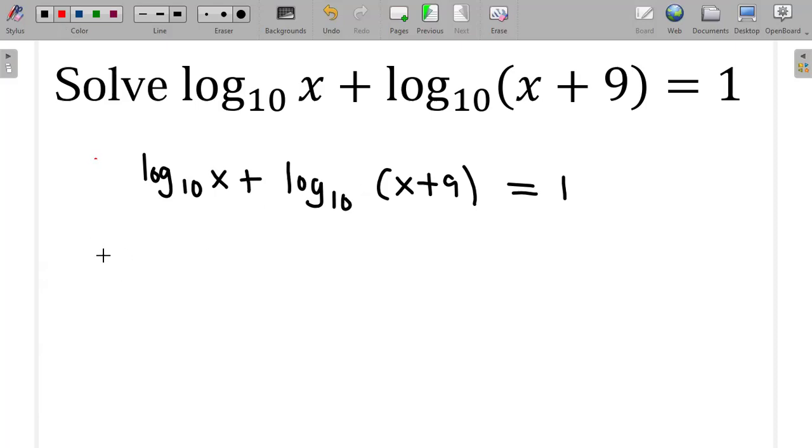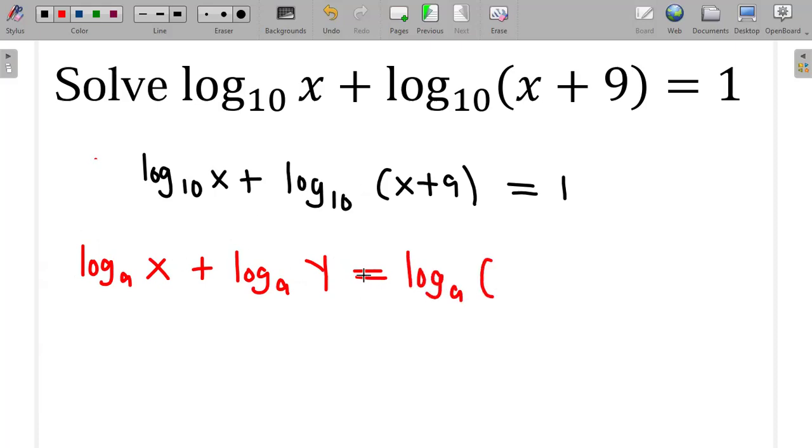So remember, on the log laws, we said if I have log base a of x plus log of the same base a of y, this here is just the same as log base a, and then we multiply x and y. So this is the same rule that we are going to apply here. We can see that this is base 10, and this is base 10 as well. So we can apply this rule.